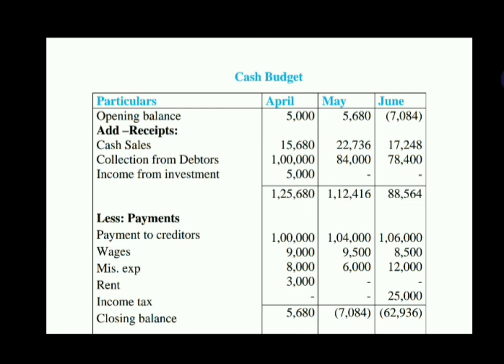Similarly, in June also the receipts are less and the payments are more, so that is the reason it is showing 62,936 negative balance. So here the conclusion is: for the month of May and June, the cash position is shortage, that is negative cash position. So the firm should make necessary arrangements to overcome this problem.